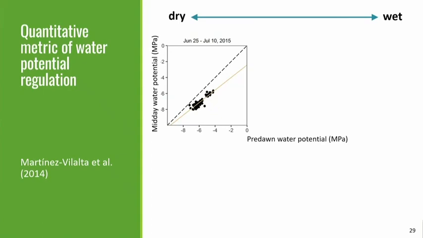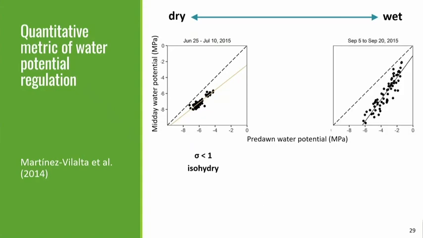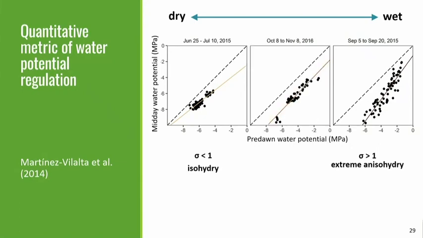And so during the dry season, that pre-monsoon, it looked like the plants were isohydric. The slope was less than 1. And during the monsoon in September, the slope was greater than 1, and that is indicative of extreme anisohydry. And there are also times of year, like the fall, where that slope is basically parallel to the 1-to-1 line, and it's also anisohydric.